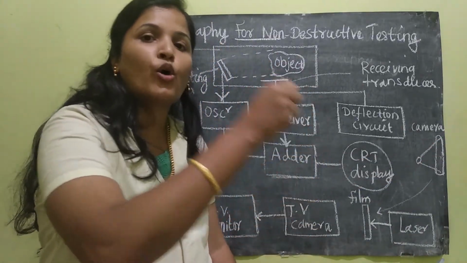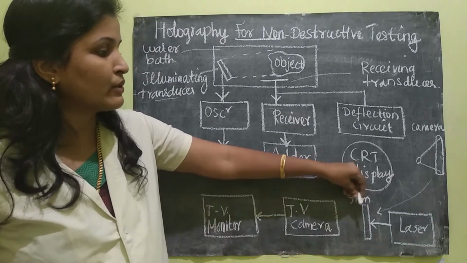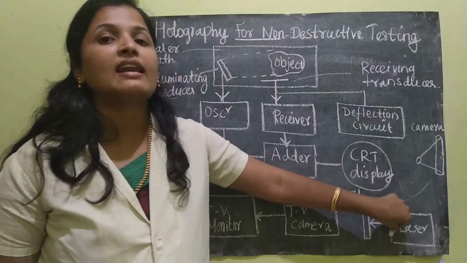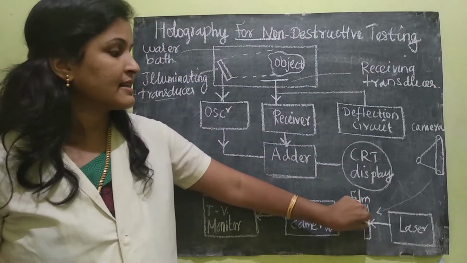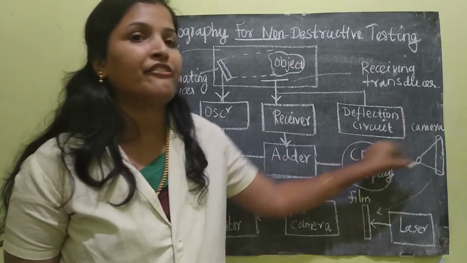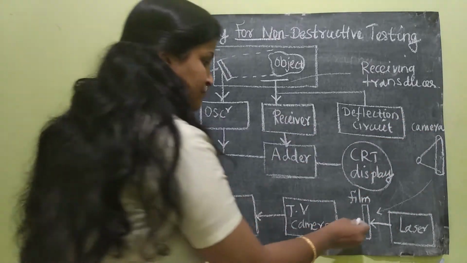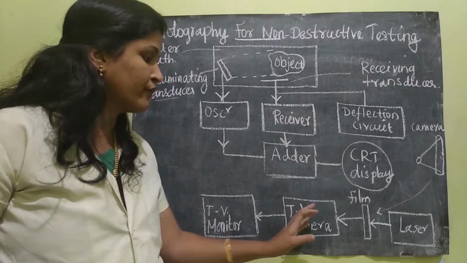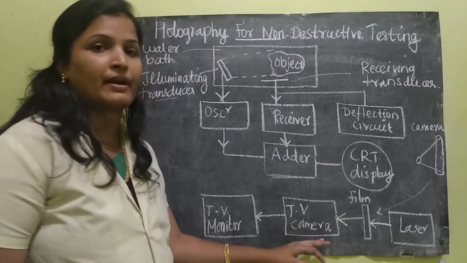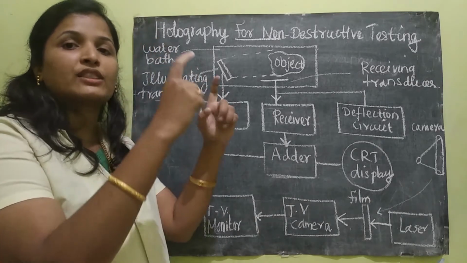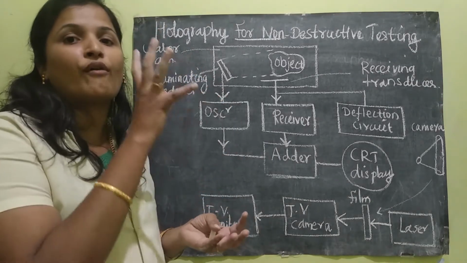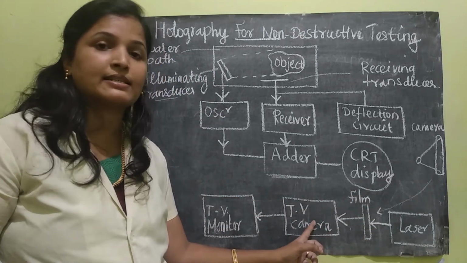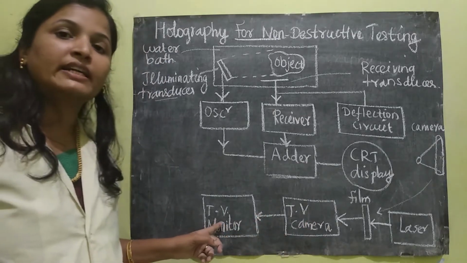That hologram is taken and inserted in this area, and it is illuminated by the laser source. The laser source illuminates the recorded film placed here. It is viewed by the TV camera. That TV camera takes the videograph, that means the movement of the three-dimensional view of this film. The videograph is recorded by this TV camera and displayed on the TV monitor.